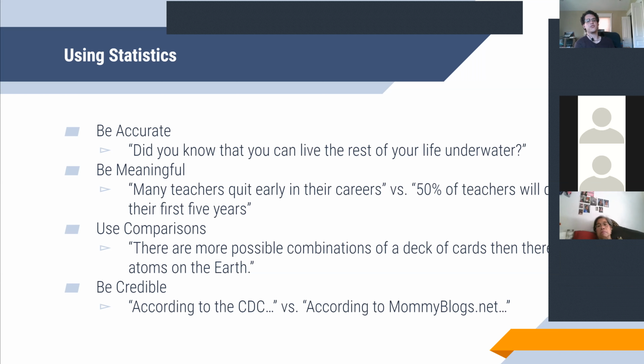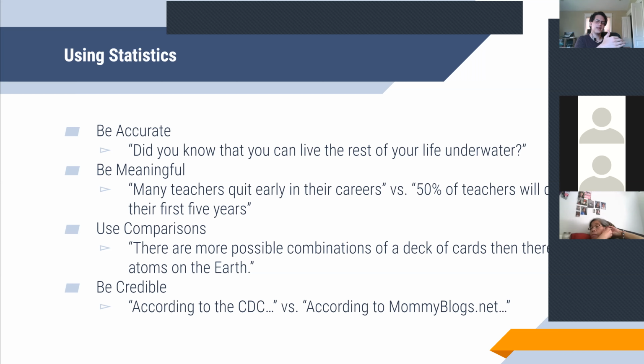Next, you want to be meaningful in that statistic. You want to present it in a way that actually has the audience pay attention and go, wow, that is a big number. Because I can say something along the lines of, many teachers quit very early in their careers. People will go, okay, many, so probably like 1 in 10, right? Or, yeah, I remember my teacher from elementary school, they quit, that kind of thing.